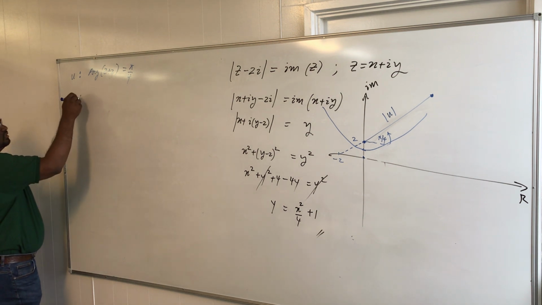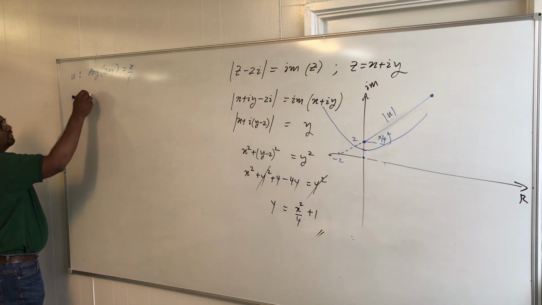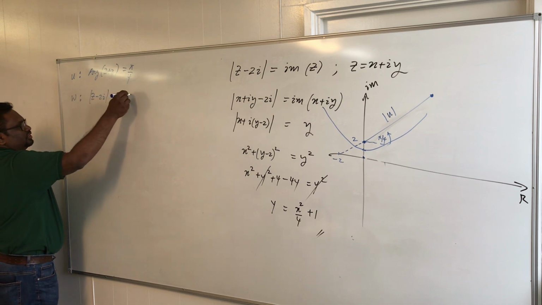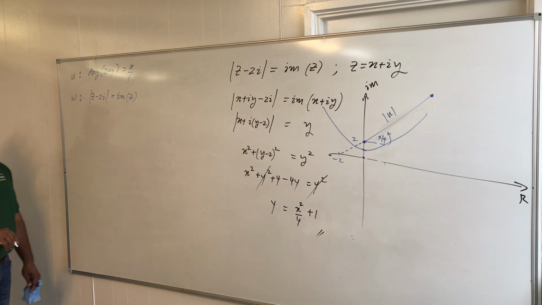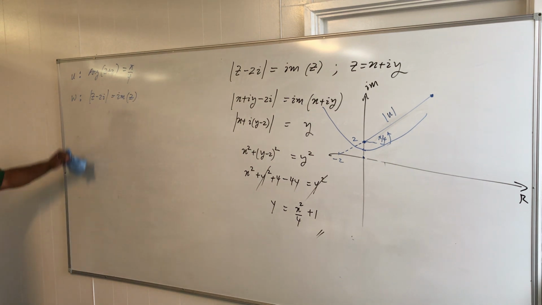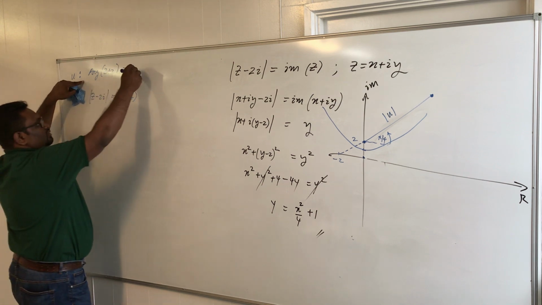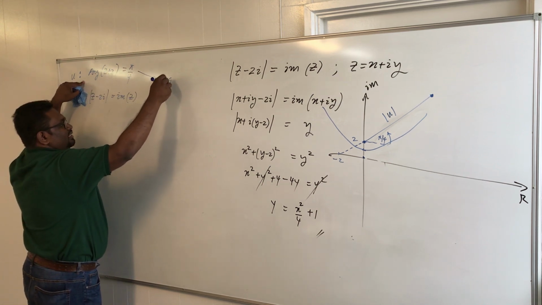W is mod of z minus 2i is equal to imaginary of z, right? If you are looking at that, what is certain here? If you are looking at this first one, U, what is certain here? So that's an angle of pi by 4. The angle is certain, right?